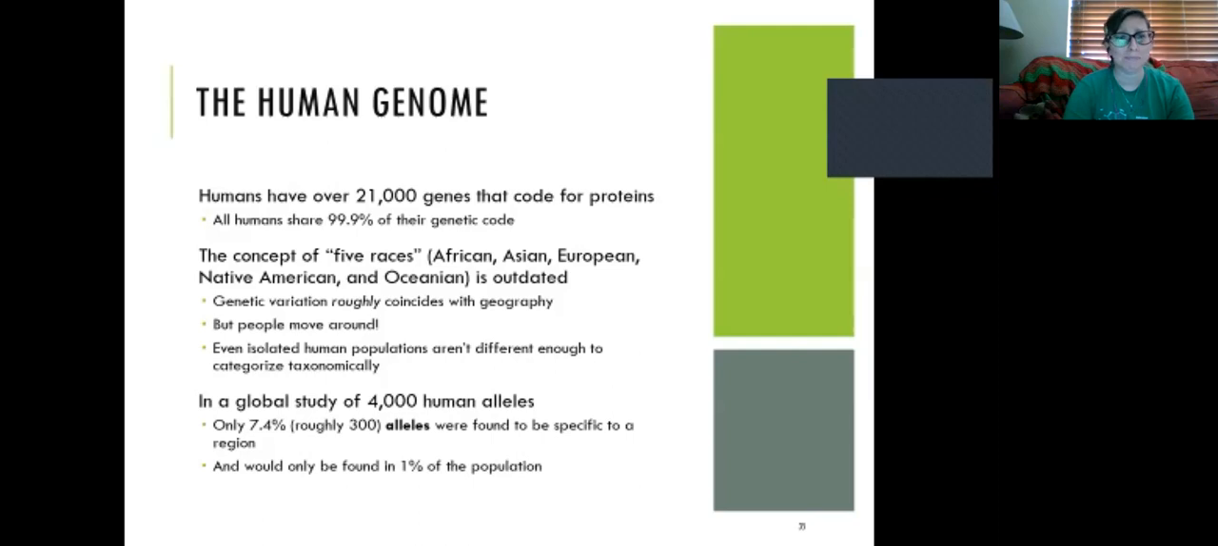There's a concept called the 5 races. These are big, scary quotes. African, Asian, European, Native American, and Oceanian. It is outdated, it is false, and has nothing to do with any phenotype or genotype that I, as a taxonomist, could even try to categorize.